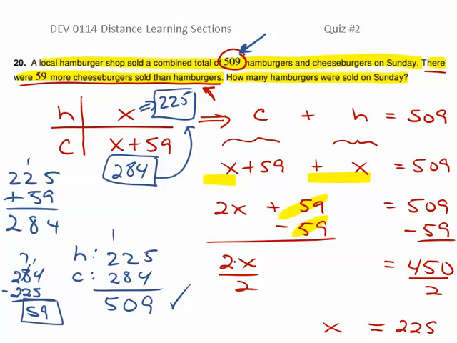So everything checks. Let's make sure we answer the problem. The question is, how many hamburgers were sold? The answer is 225 hamburgers.